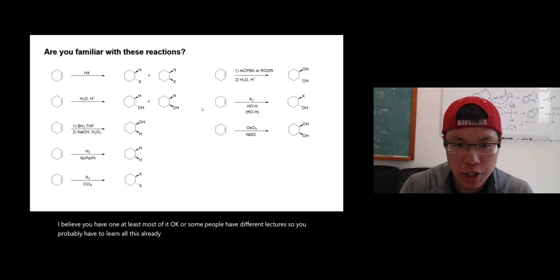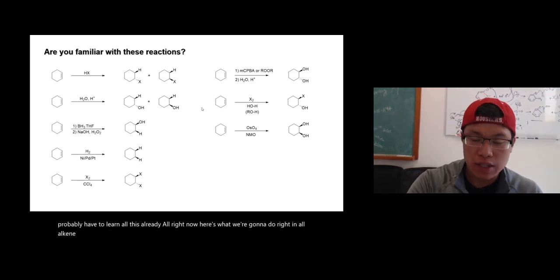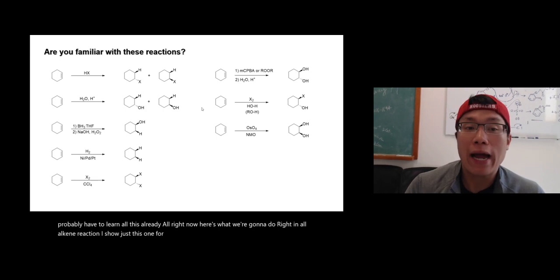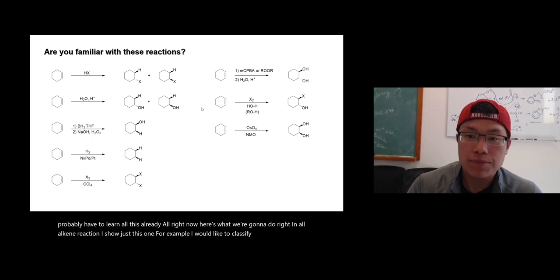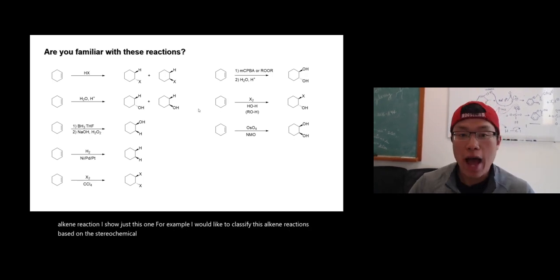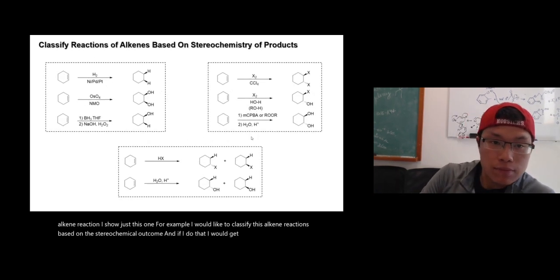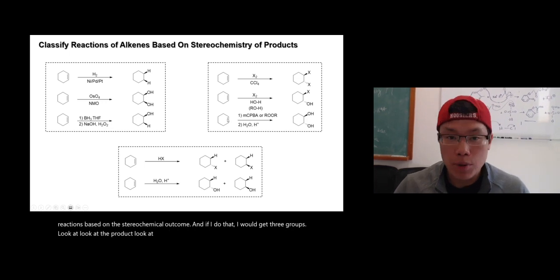Now, here's what we're gonna do. In all alkene reactions, I show just this for example. I would like to classify these alkene reactions based on the stereochemical outcome. And if I do that, I would get three groups. Okay, look at the product. Look at the stereochemistry of the products.